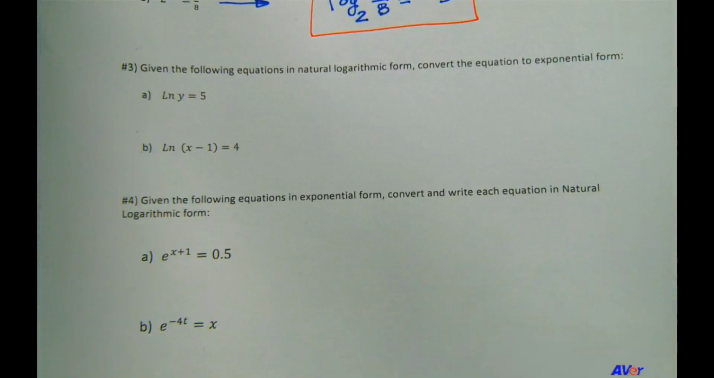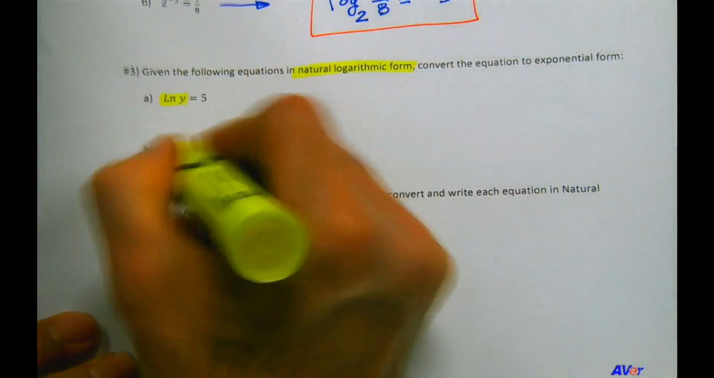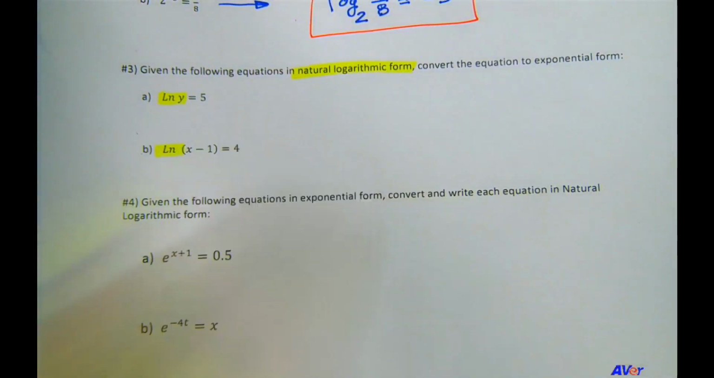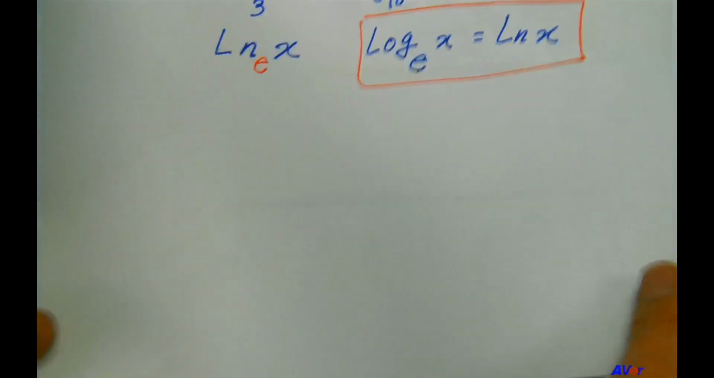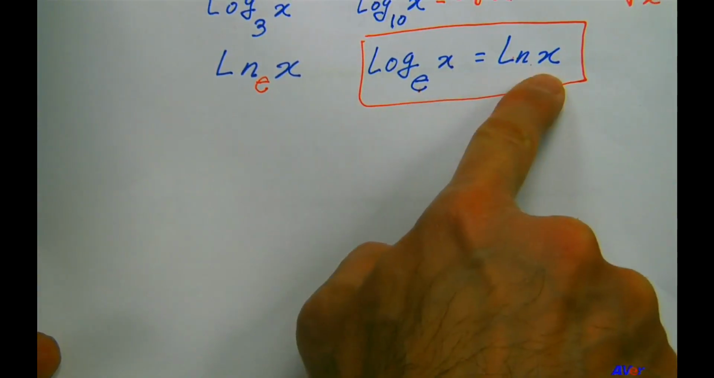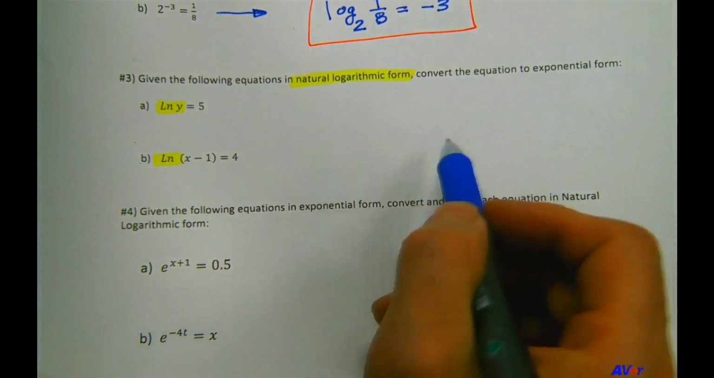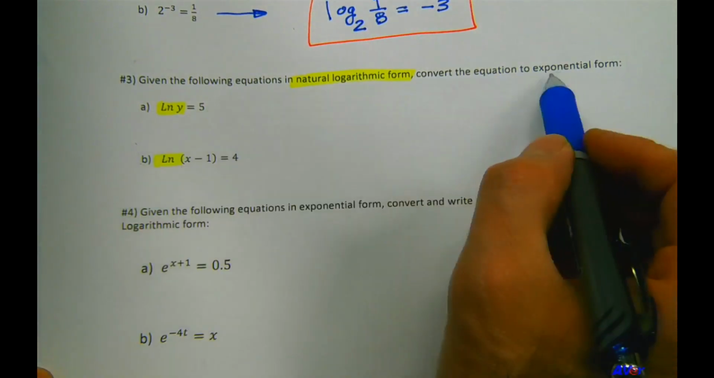Next, given the following equations in natural logarithmic form, right? So now we have the natural logarithmic form. That's natural log, right? And we know natural log is simply the log to base e, right? We mentioned that. Log to base e is equal to natural log of x. Remember that? Okay, we want to convert this to exponential form.